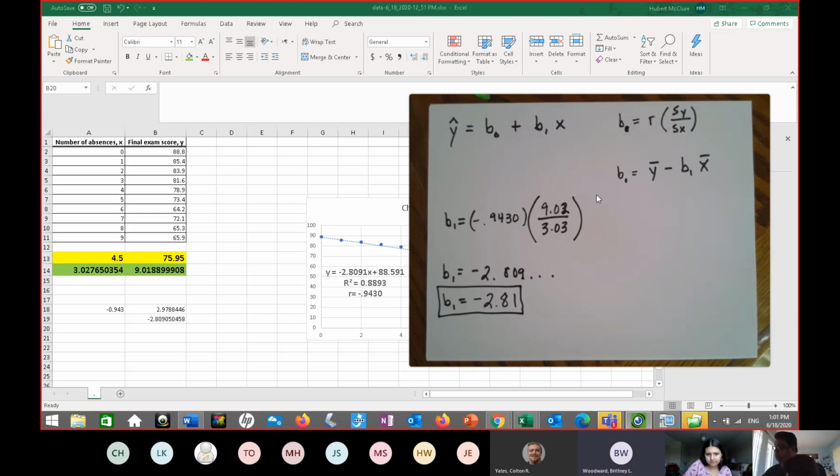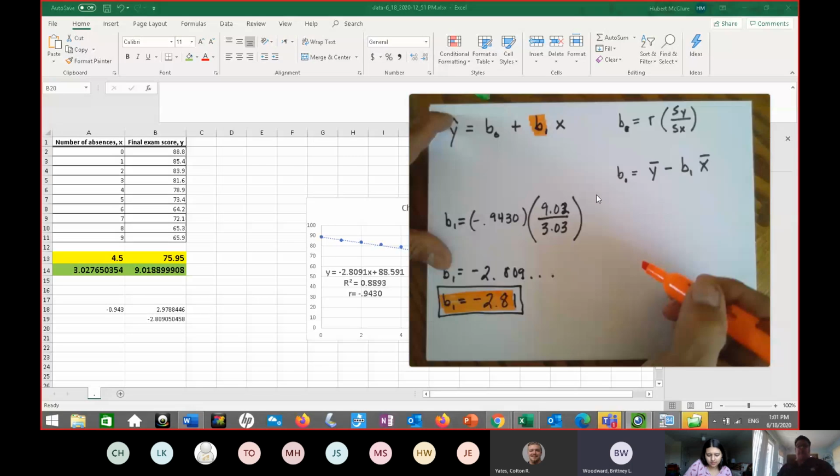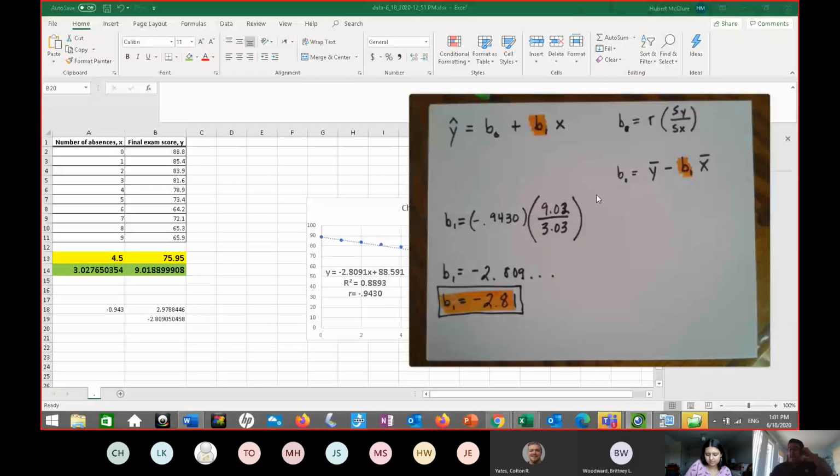I got negative 2.807. Yeah, because you used the 9.02 and the 3.03. Did you? Yeah, it's a rounding thing. Now, put a note that my answer is probably more accurate because I did mine in the spreadsheet and I took all those digits to 10. You need to make that note because that's what you need to do.